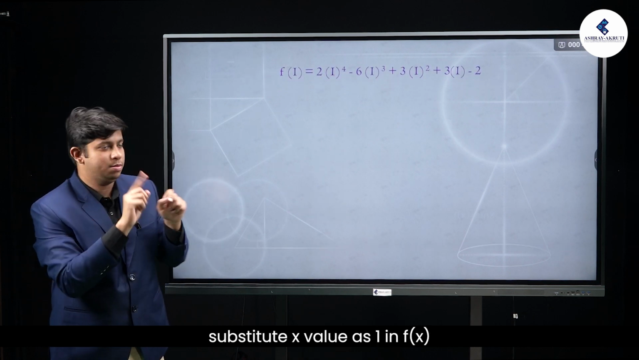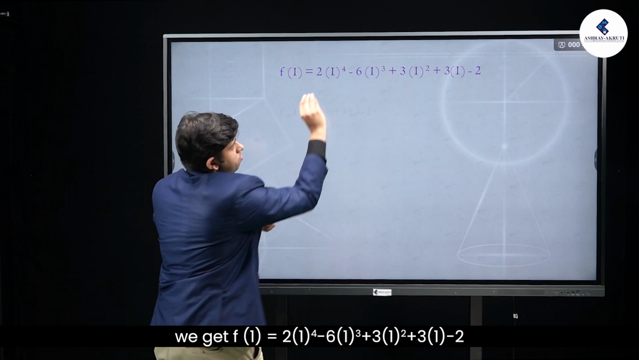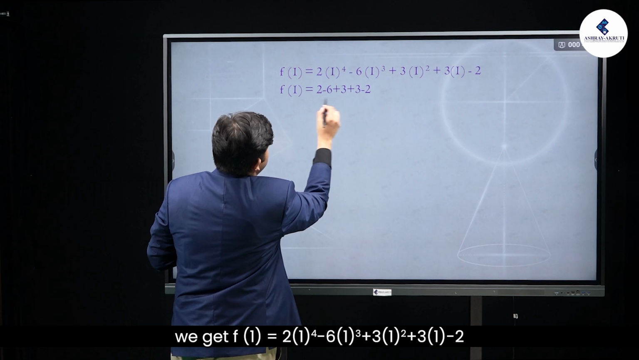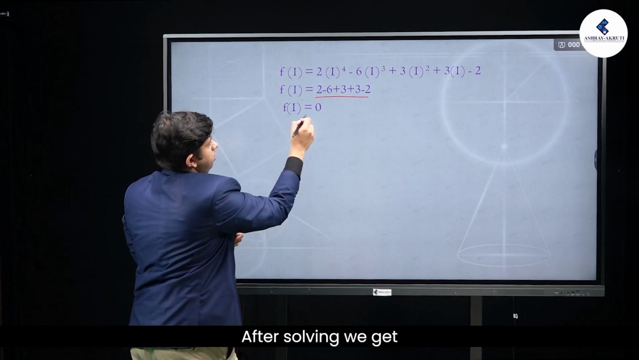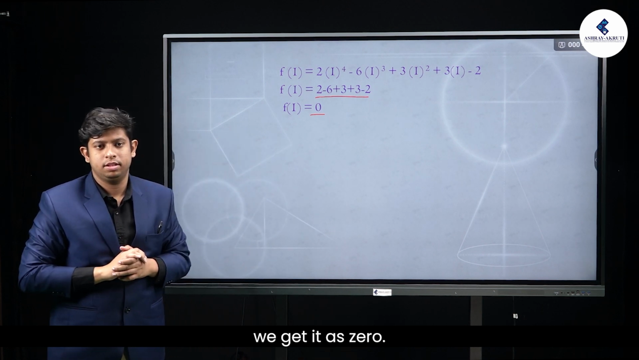Substitute x value as 1 in f of x, we get f of 1 is equal to 2 into 1 power 4 minus 6 into 1 power 3 plus 3 into 1 square plus 3 into 1 minus 2. After solving, we get 2 minus 6 plus 3 plus 3 minus 2. We get it as 0.